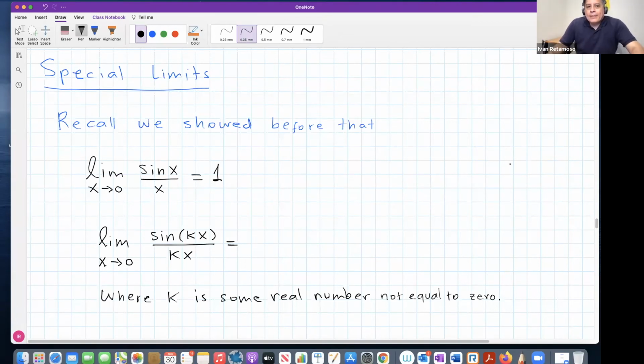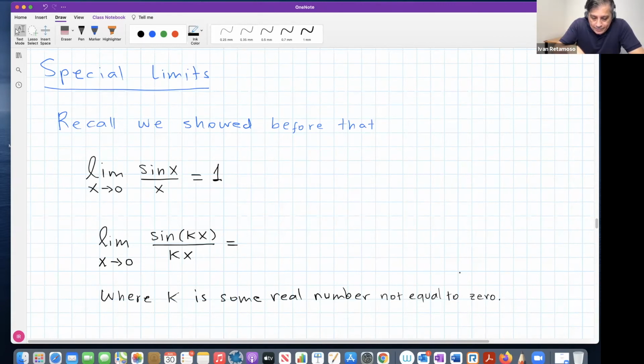But now, what if they ask you to compute the limit of sine of kx over kx, where k is some real number not equal to 0? Could be 3, could be 4, could be 2. Let's explore what happens if we consider here a constant. Let's see if the limit changes, right?